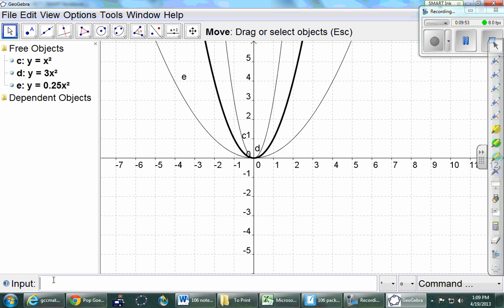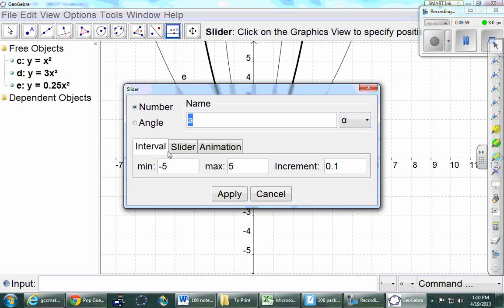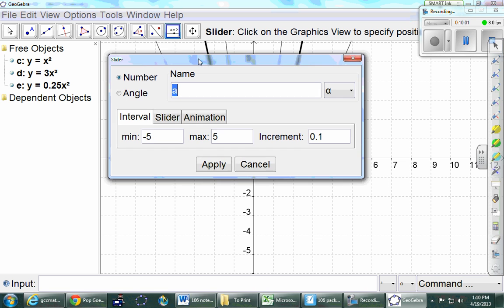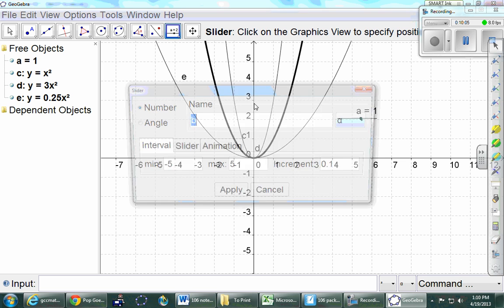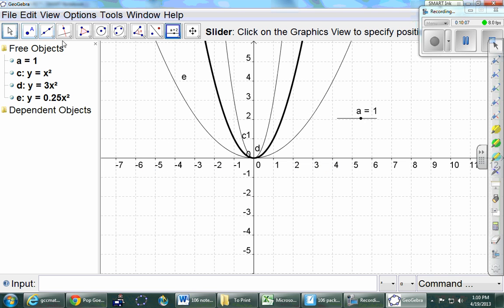Yeah. So there's good stuff happening here. Sliders are one of the best things in GeoGebra. I don't think we've talked about them at all, but I'll have this slider going between -5 and +5. So what I'm going to do is type in, instead of y equals 3x squared or 0.25x squared, y equals a times x squared.